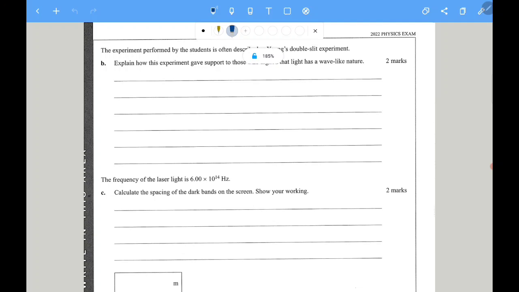The experiment performed by the students is often described as Young's double slit experiment. Explain how this experiment gave support to those who argue that light has a wave-like phenomenon. All right, so let's jump onto it.